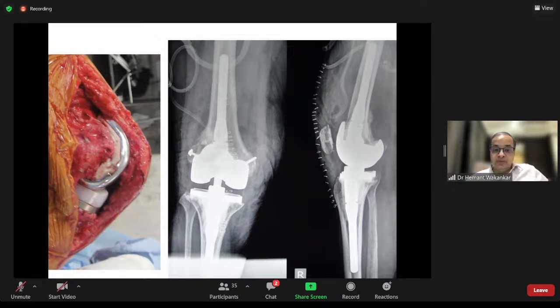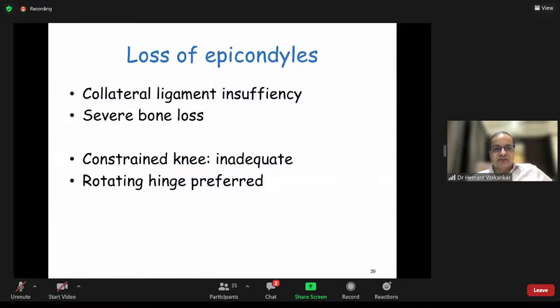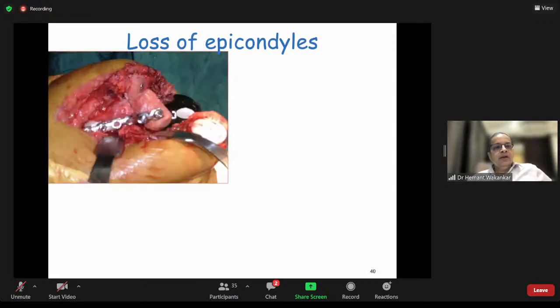If you have them available, it's wonderful to use allografts. Now, if you have complete loss of epicondyles, where you have collateral ligament insufficiency and severe bone loss, one has to use increasing constraint. And most of the time one has to use a hinge prosthesis. One can reconstruct the condyle like I have shown here.